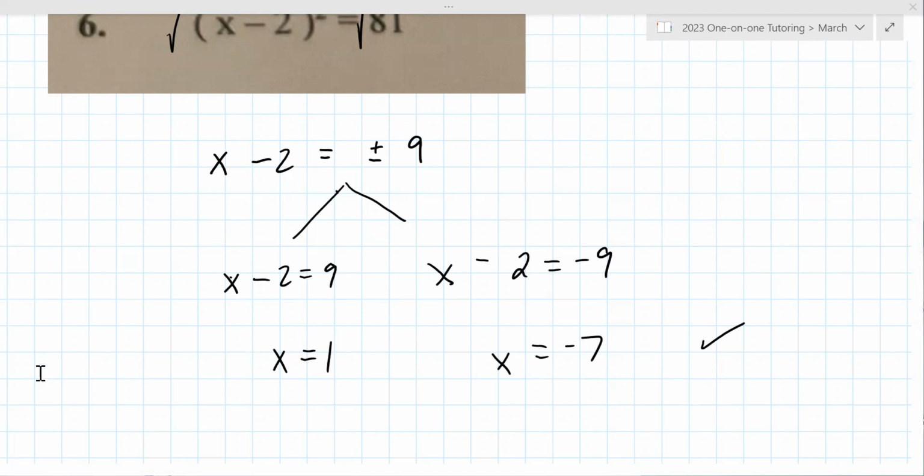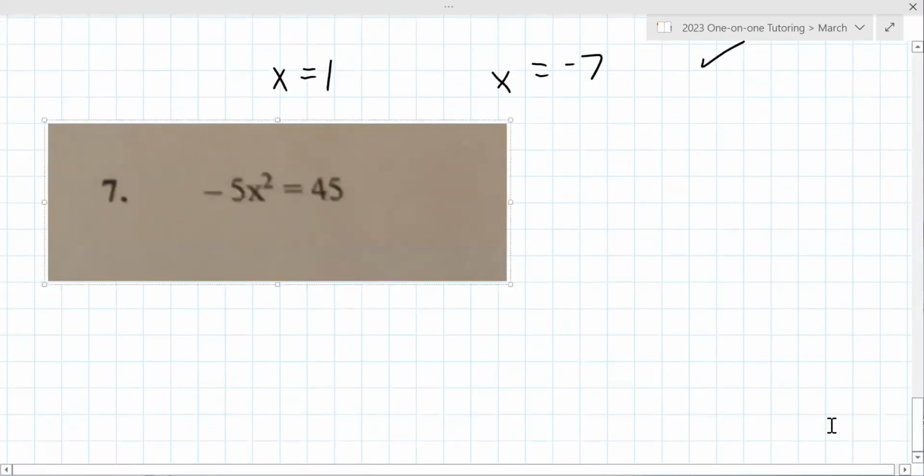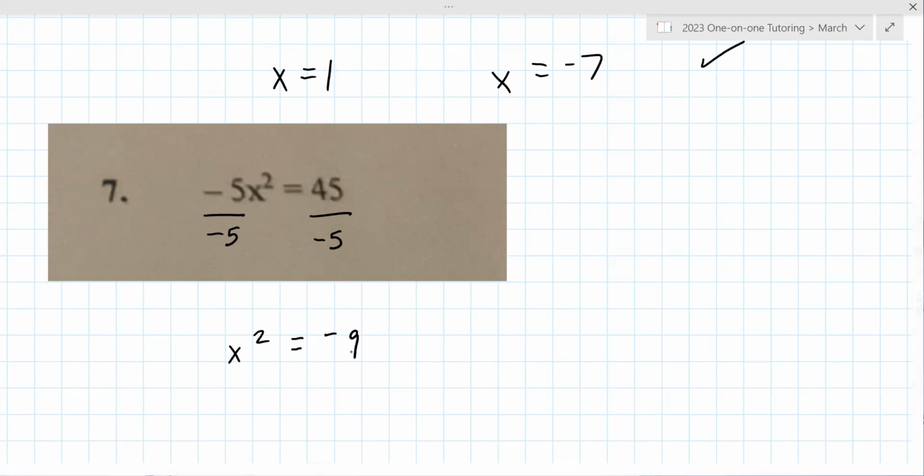All right, let's move to number 7. So this one kind of looks like number 5, meaning that there's an x squared in it. You want to isolate the x squared. So to do that, you will divide both sides by -5. X squared equals -9. Do you see any problems with this or anything that bothers you about this?